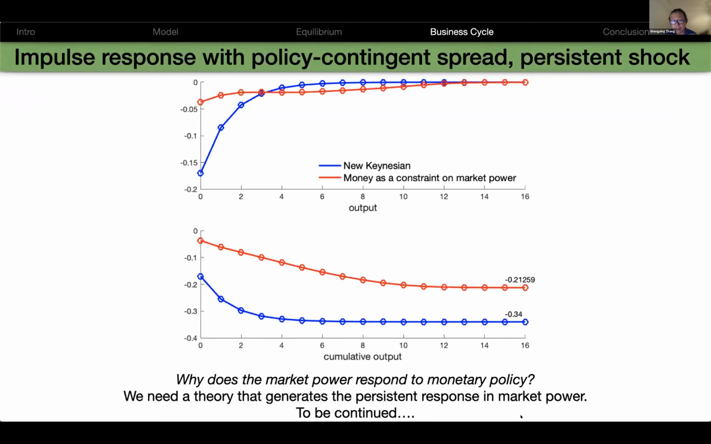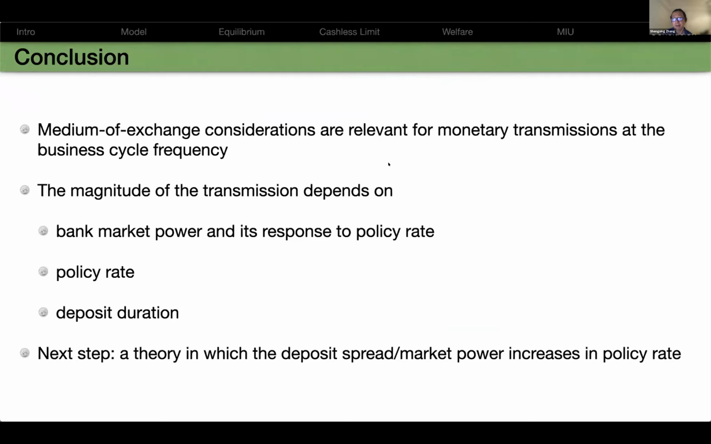And that's something we still work on. Just to summarize, what we do in this paper is to show that medium of exchange considerations may still be quantitatively relevant for monetary policy transmission at the business cycle frequency, even at the cashless limit. The magnitude of the transmission will depend on bank market power and how it responds to the policy rate. It also depends on the policy rate. When the policy rate is high, our result will be more significant, and it depends on the deposit duration. So it's work in progress, and our next step is to figure out a theory to explain the response of market power to the policy rate.